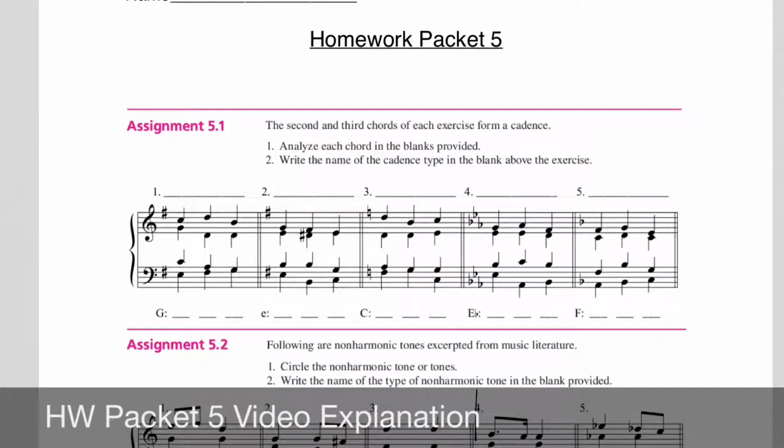So let's take a look at homework packet 5. In the first part it says the second and the third chords form a cadence. So the last chords in each of these form a cadence. It's going to be these ones here, because the first chord isn't really considered part of the cadence. It's just these last two that tell us what happens.